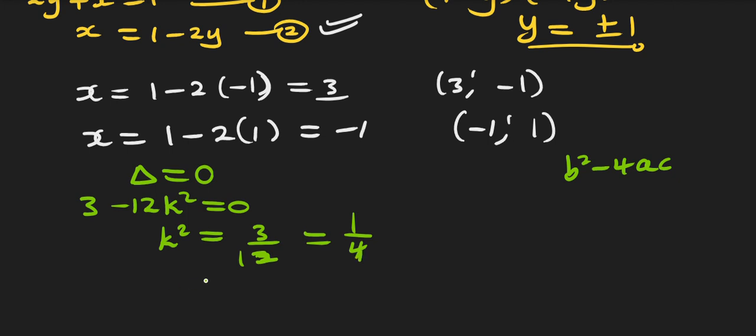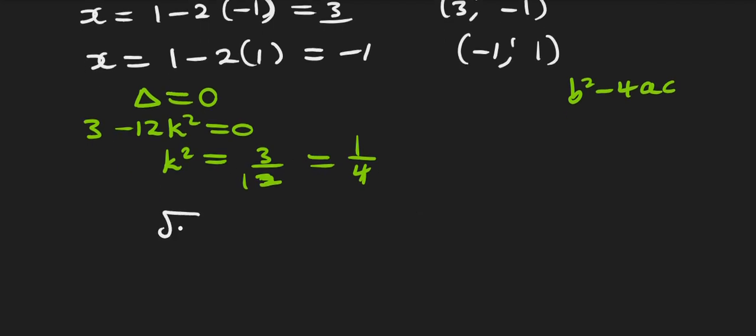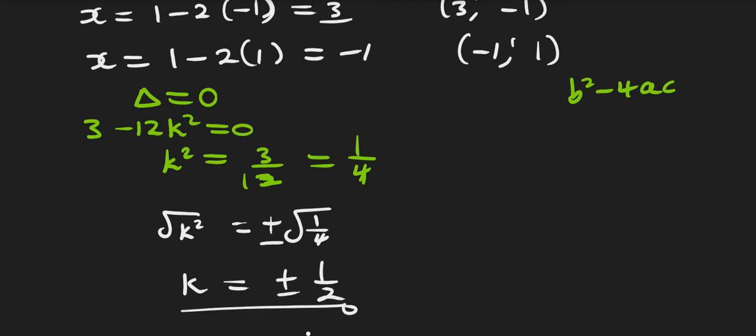And then moving on from here, because we are not looking for k squared, but for the value of k, we are going to apply the radical sign on this side and also on this side. The radical sign comes with two solutions, positive and negative. Then our k is going to be plus or minus half, and then we are done.